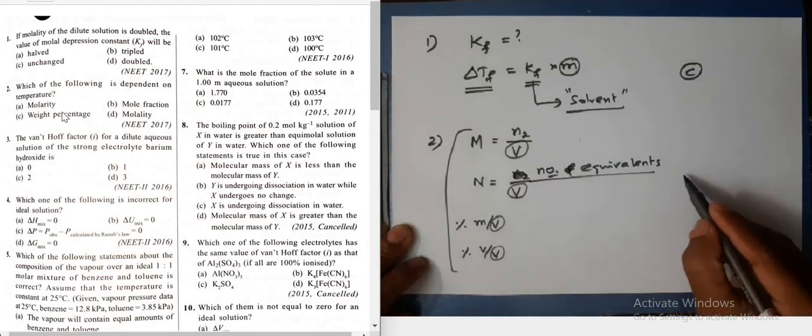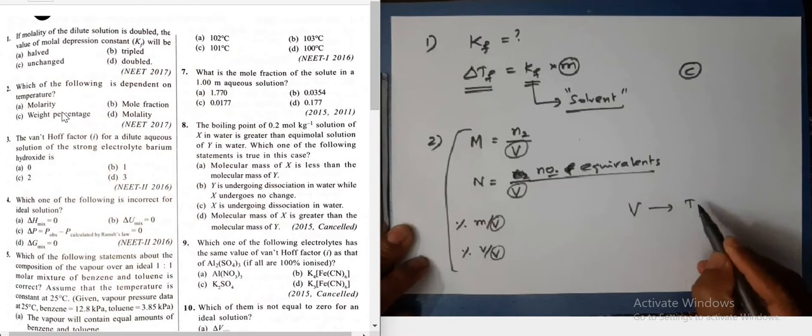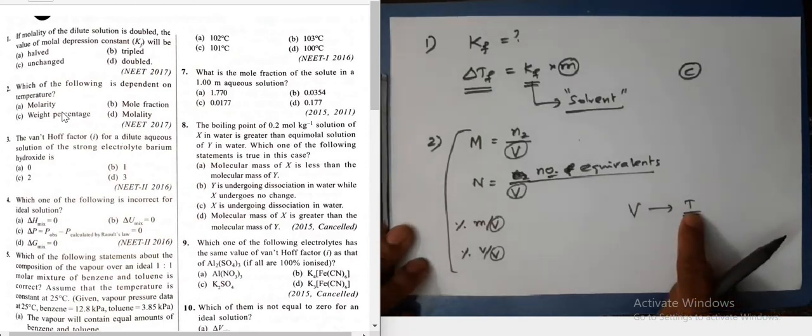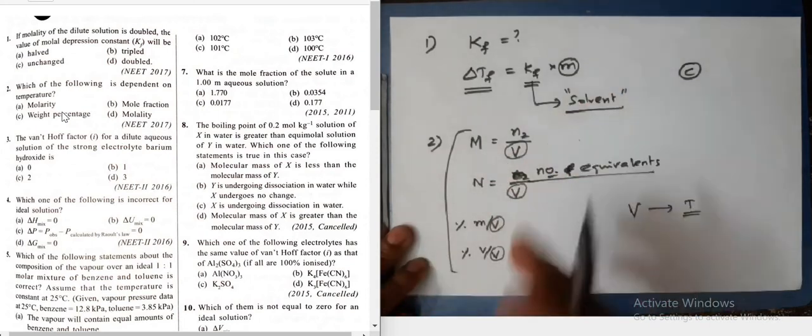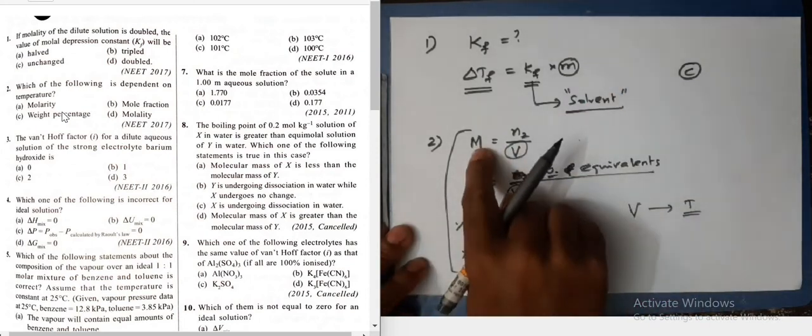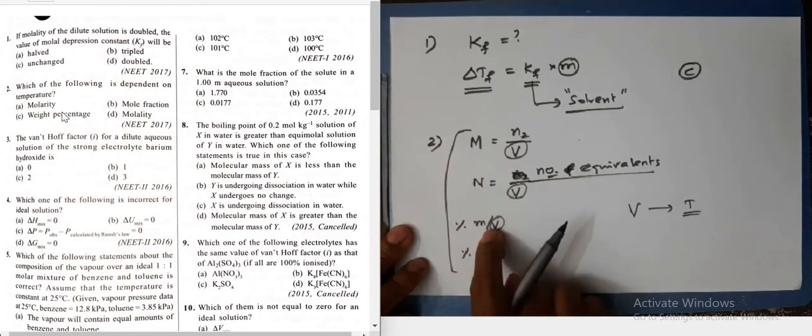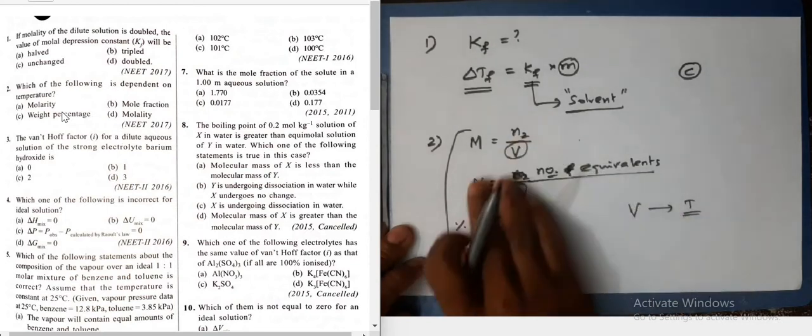And you know very well, volume depends on temperature. As temperature changes, volume will change. If volume changes, these concentration terms will change. So molarity, normality, percentage mass by volume, volume by volume, all these concentration terms are temperature dependent. Go through question number 2 again. Which of the following is dependent on temperature? Option A is molarity, then mole fraction, option C weight percentage, and molality.